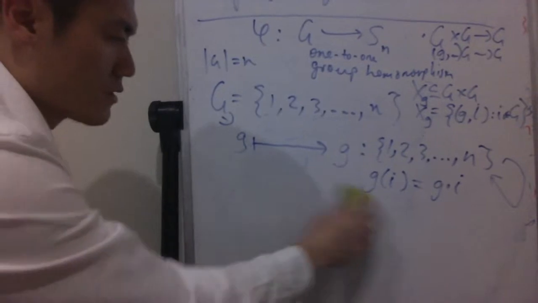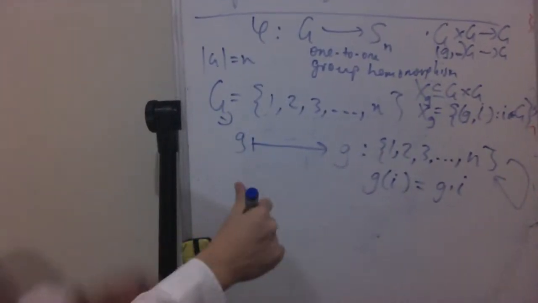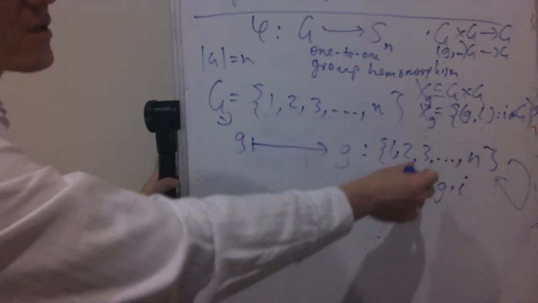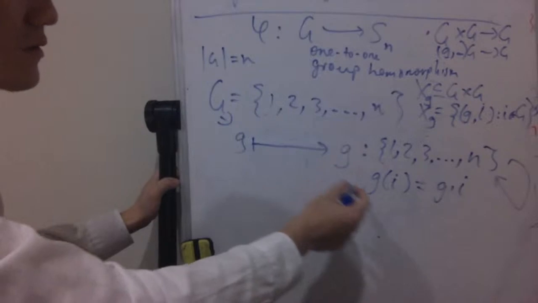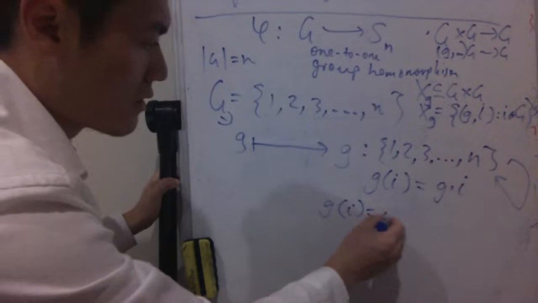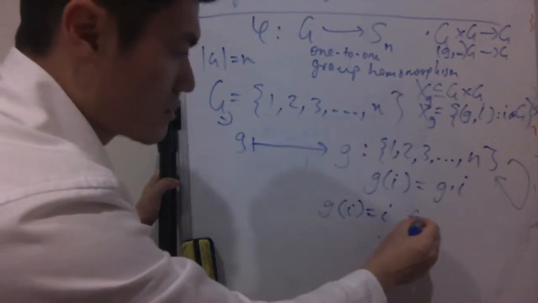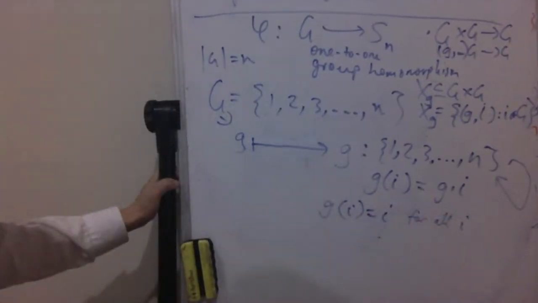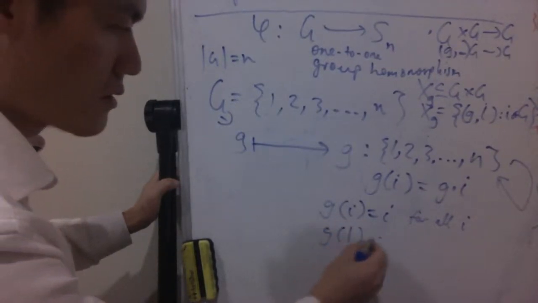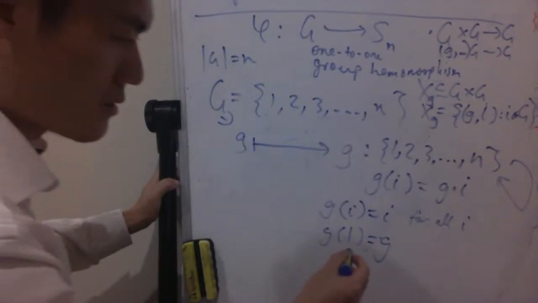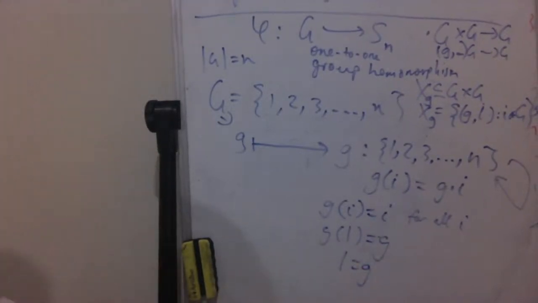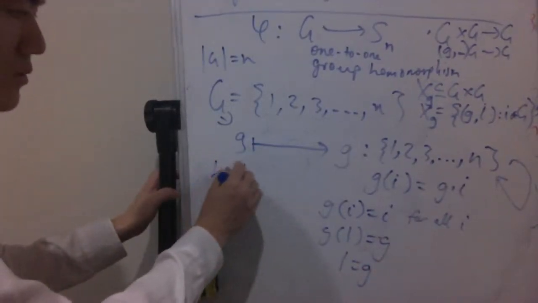Hmm. Actually, maybe we can use the theorem we showed before. So we have a kernel, right? Yeah. So which of these functions map to the identity function, right? Because the identity function is the identity in Sn, yeah? So the function that maps to the identity function is the one where g of i equals just i, right? For all i. But there's some i that's the identity, right? So g of 1 is going to equal g, right? Yep. But g of i equals i for all i, so 1 equals g, right? No, but g was identity. G has to be identity. So the kernel has to be trivial, so it's one-to-one, yeah?